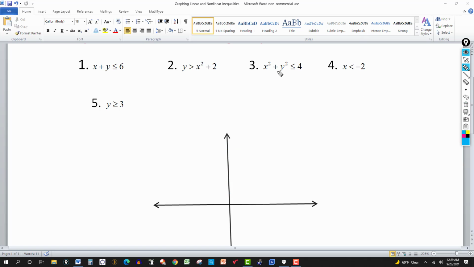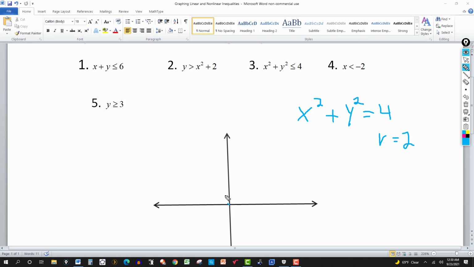Now, the next one, ignore the less than, make it into an equation to get the graph of the boundary. x squared plus y squared equals 4. So you should recognize this as a circle. That's a circle with center at the origin. So center is at the origin, 0, 0. And the radius is 2.